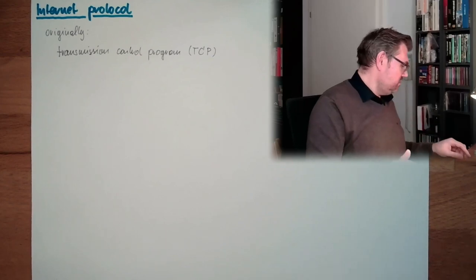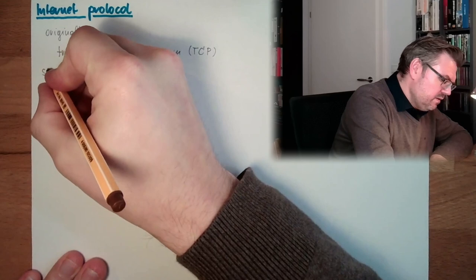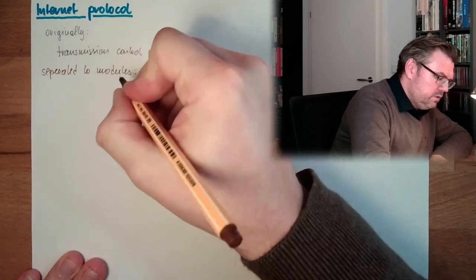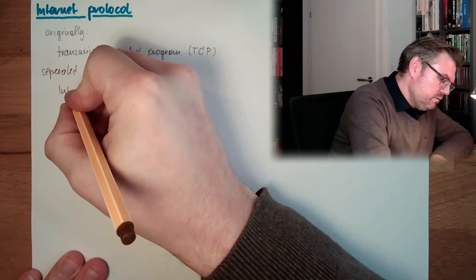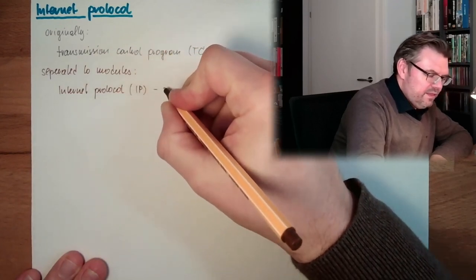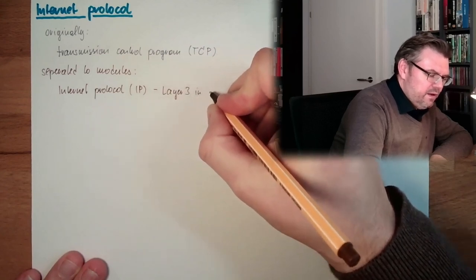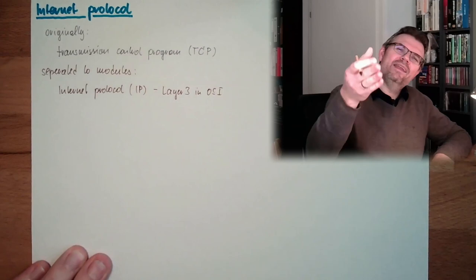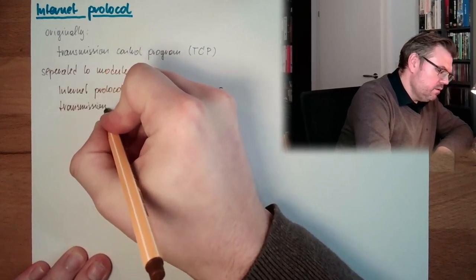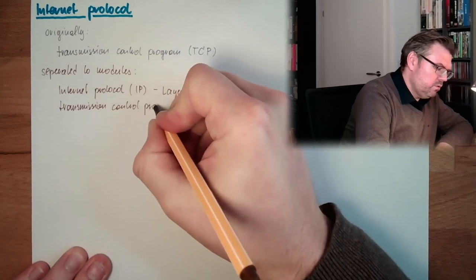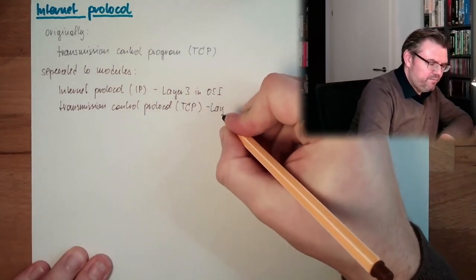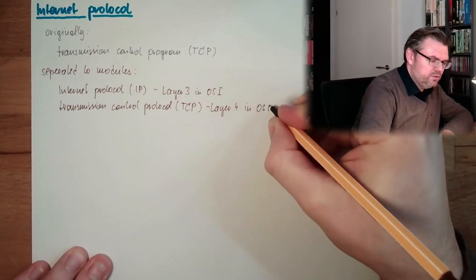One of these modules is the Internet Protocol, or IP. This is layer 3 in the OSI model, okay? And another part of it was the Transmission Control Protocol, TCP. This is layer 4 in the OSI model.